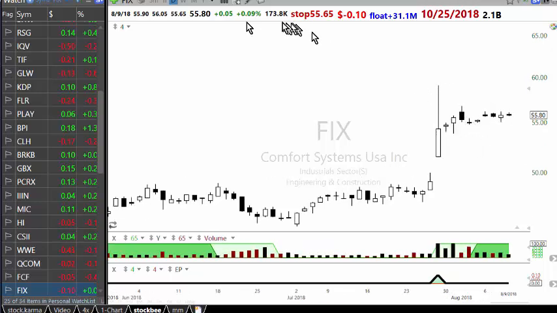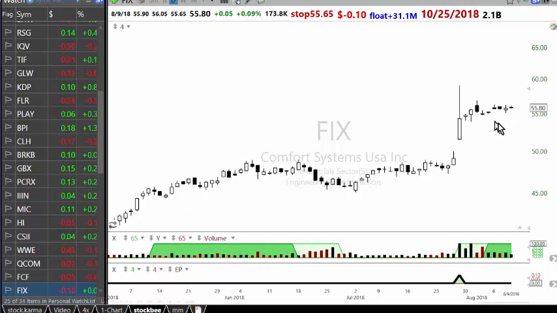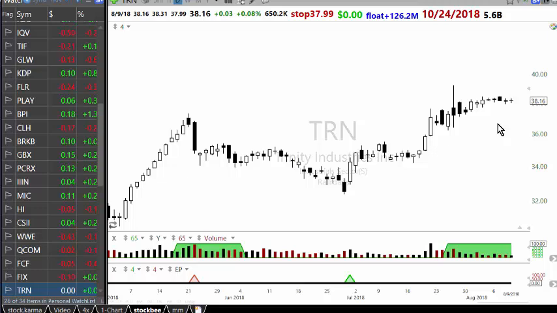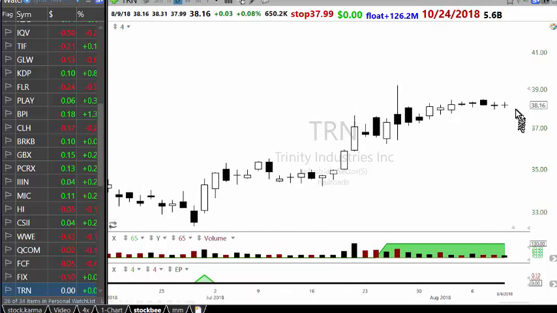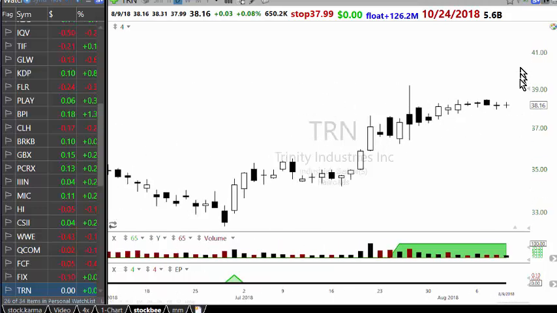Fixed, this is a nice setup again, like 0.05, 0.09%. Those are the ones to look at, those are the ones which can be very, very good. This is another one, so it's 0.03. This is exactly what you should be looking at. If it takes off, it's going to make 2, 3, 4.